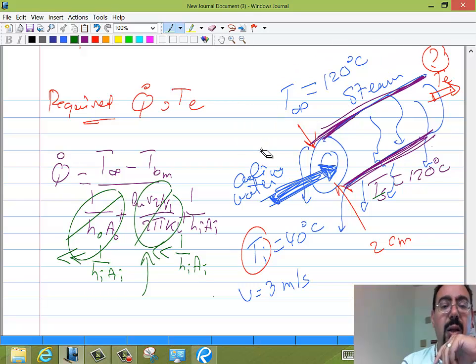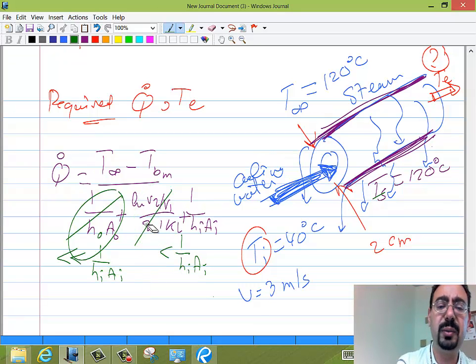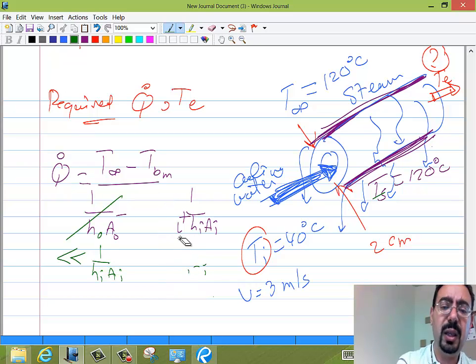Okay, we are okay with neglecting those two resistances, because we are assuming their H is so big, the K is so big, that they make those two resistances very small compared to the other one. All right. So now, how are we calculating the Q? Delta T over 1 over H_i area A_i, right?